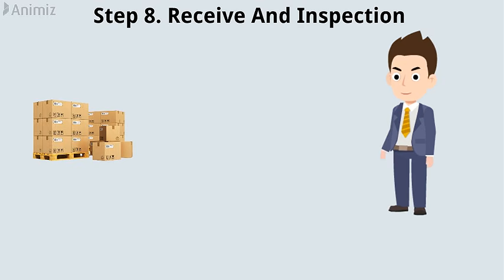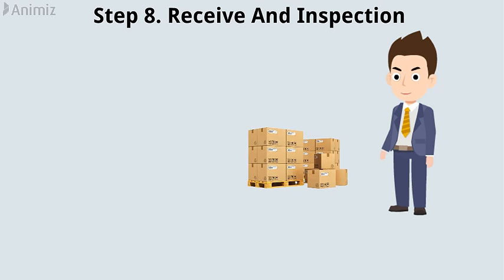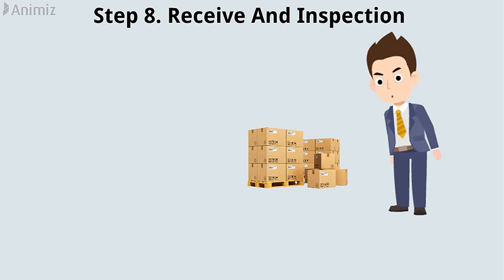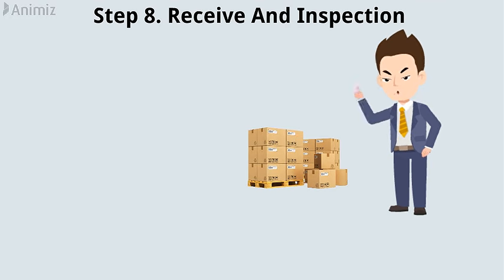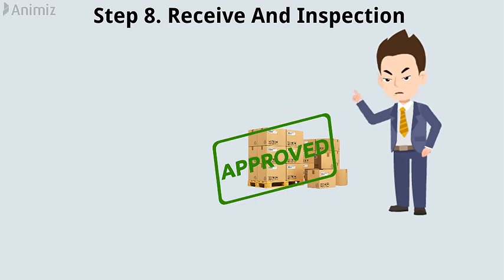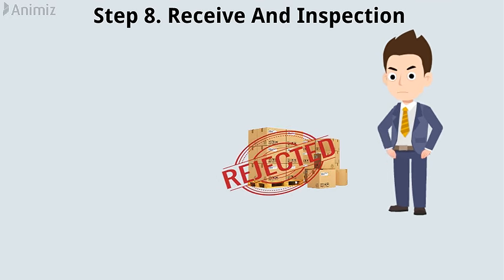Step 8. Receive and inspection. When the product or service is ready, it is supplied to the buyer. It is the responsibility of the buyer to thoroughly inspect the supplied items to check if they match the agreed upon purchase order. The buyer can either approve or reject it.